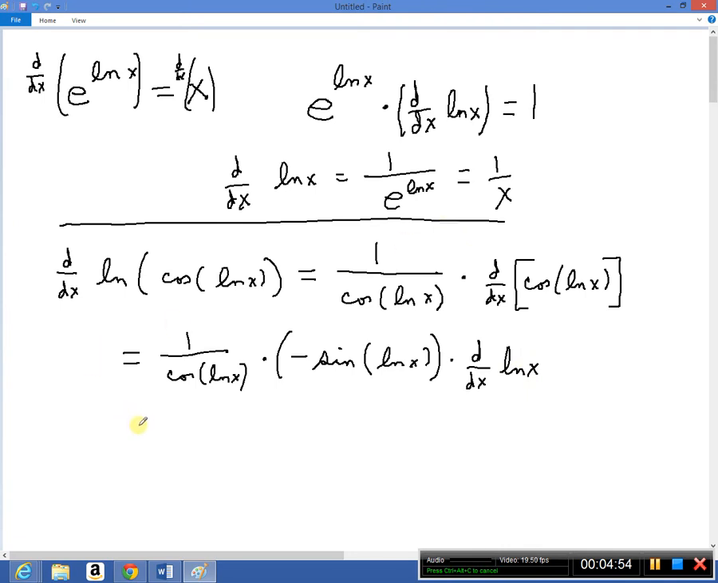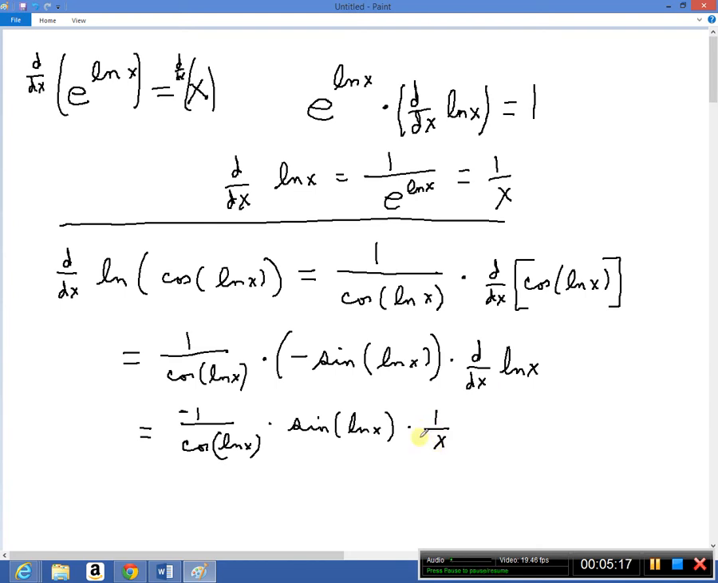So our final answer is going to be 1 over cosine of log of x from before. Then I get this minus sign. Let's put that minus over there. And then we'll get a sine of log of x. And then you get this derivative of log of x, which we now know is 1 over x.